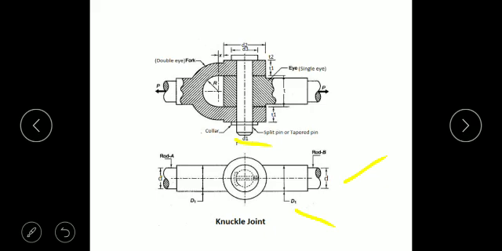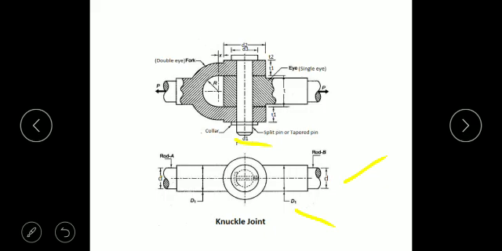Then D2 is the diameter of the fork or the eye end. Small d3 is the diameter of the pin head. Then T is the thickness of the eye. T1 is the thickness of the fork end, and lastly T2 is the thickness of the pin head.